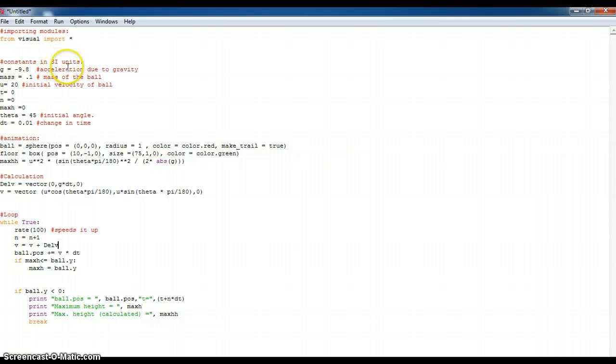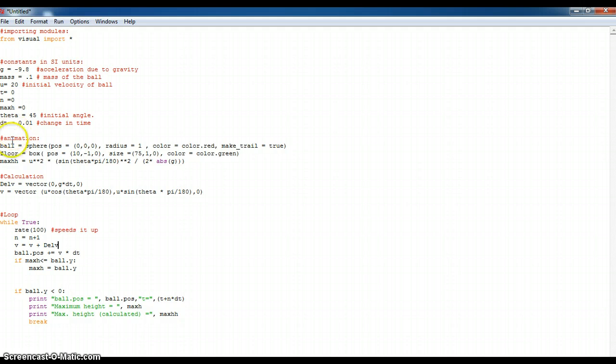For this program, we first assume the basic quantities for projectile motion: acceleration due to gravity, mass, initial velocity, time taken, the number of times the loop would be running, which we'll see later on, maximum height, theta, which is the angle at which the projectile motion was carried out, and dt, the change in time.